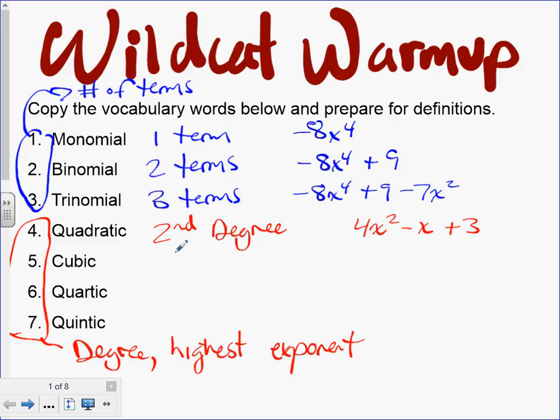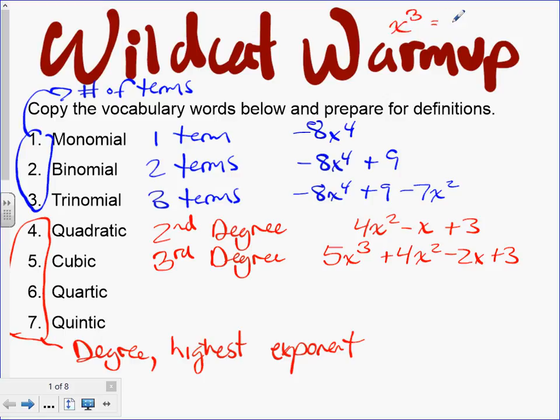A cubic function is a third degree function. So that might be a new word for you, cubic. And all that means is its highest exponent is 3, third degree. When we say x to the third, what's another way that we say that? X cubed. So it should make sense that when we have a highest exponent of 3, we call it cubic.